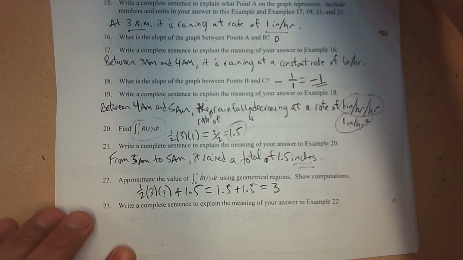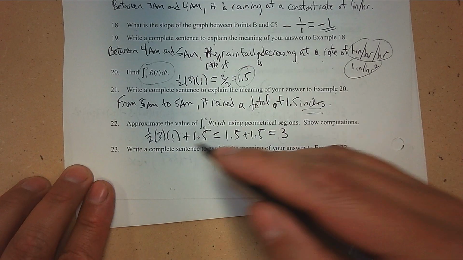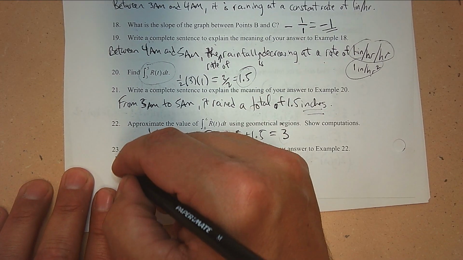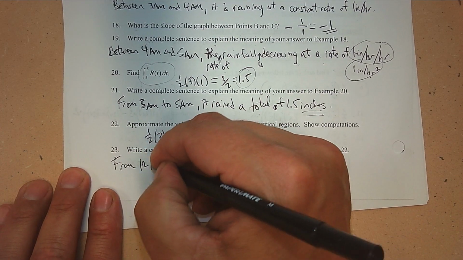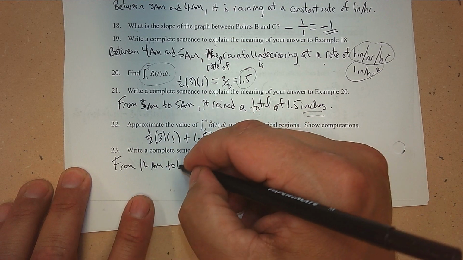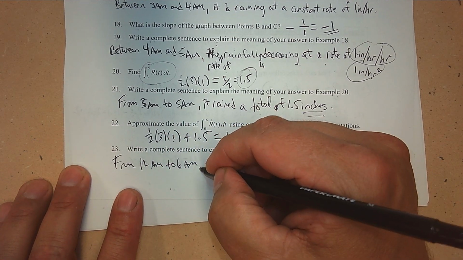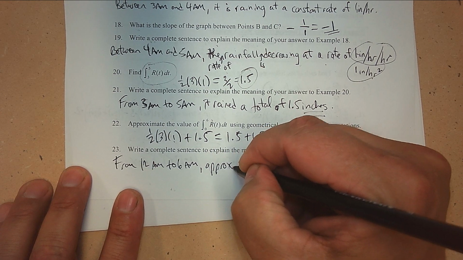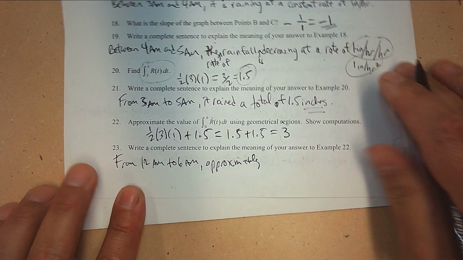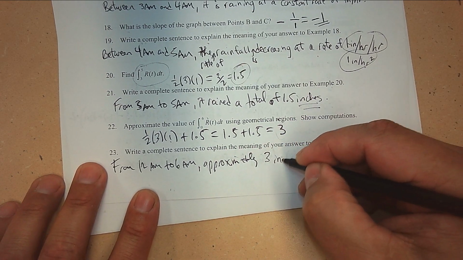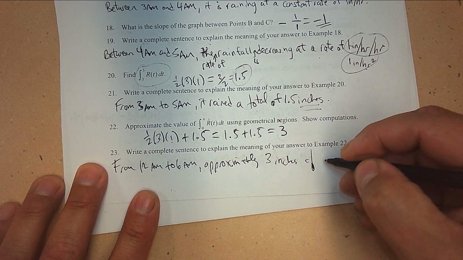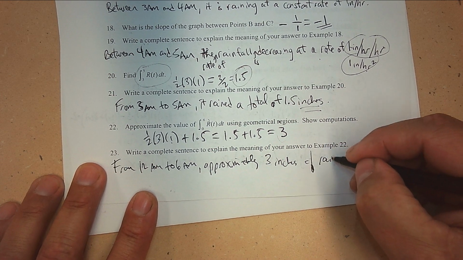Write a complete sentence. What did you just find? So that means, what's the time again? From what time to what time? From 12 a.m. to what? 6 a.m. Approximately. How many inches? 3 inches of what? Of rain. Fell. Done.